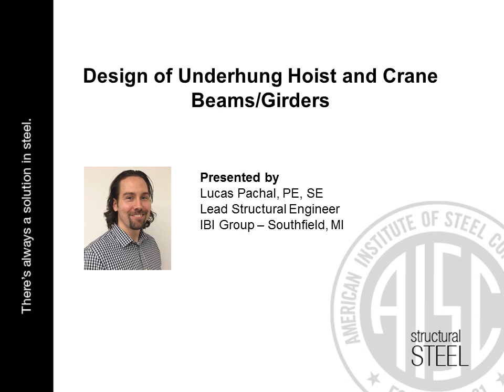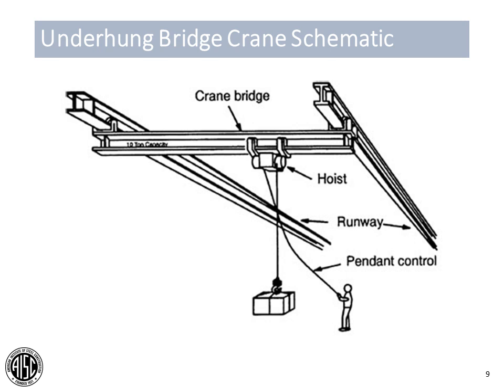So before we get into the nuts and bolts of what we're going to be talking about today, let's quickly go through what is an underhung bridge crane system. This is a very general schematic of an underhung bridge crane system, and the way these systems operate is you have an operator that is typically standing at grade or at an operating mezzanine, and they hold a pendant to control the crane system. This can either be a wired pendant, or at times we have wireless remote control pendants that operators will utilize.